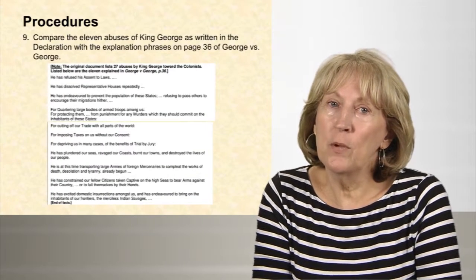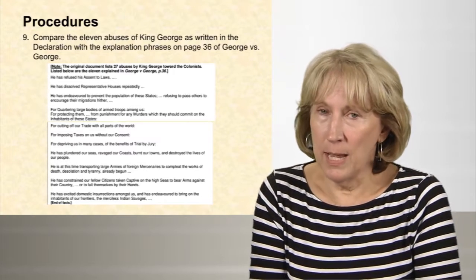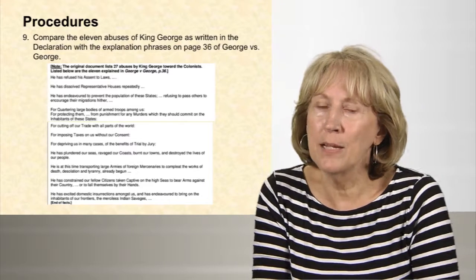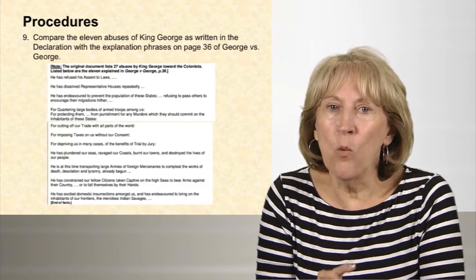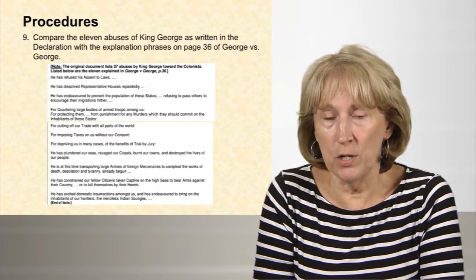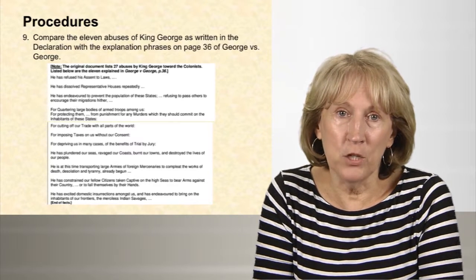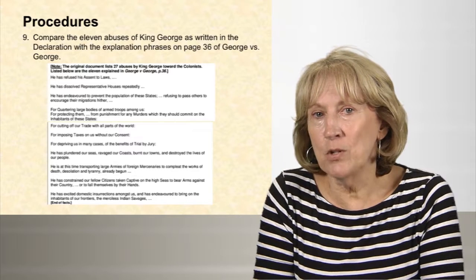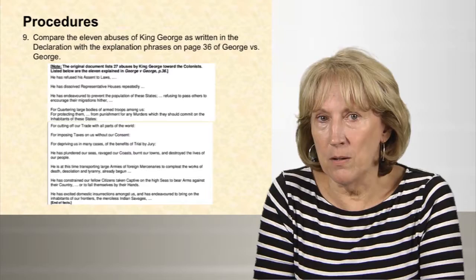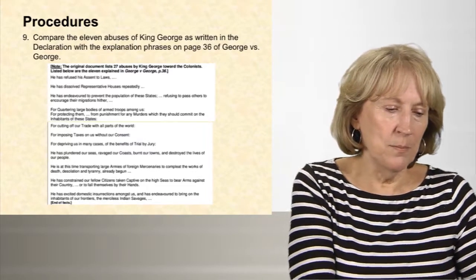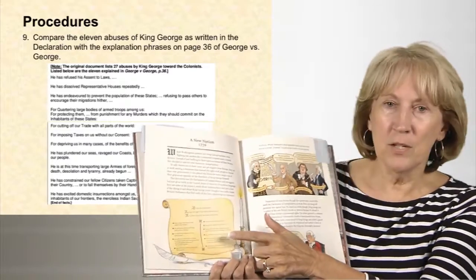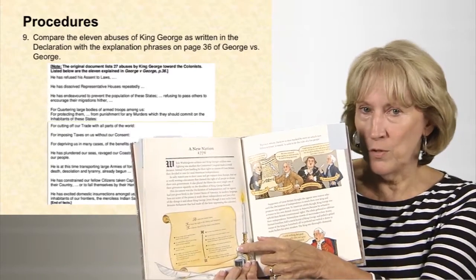So after you have read through and had the students try to understand and explain and put in their own words what that document means, we're going to look at one part of that, and that's the abuses of King George as written in the Declaration. Now, as I said earlier, there were 27, and it does say this on the document, but only 11 are listed here. They are the same 11 that we saw on this chart in the book George versus George.